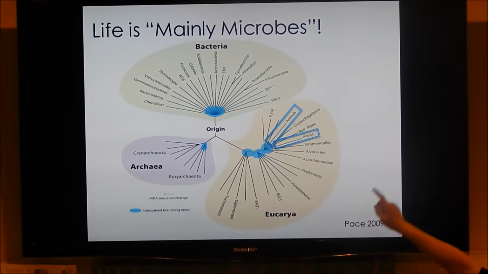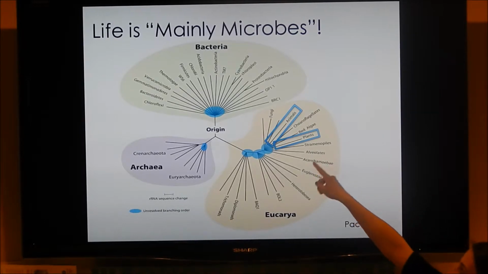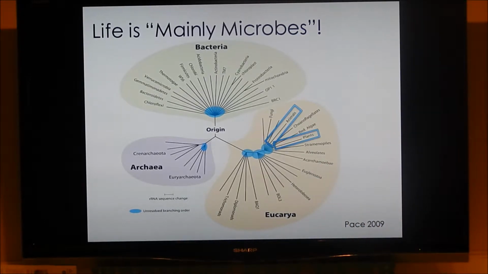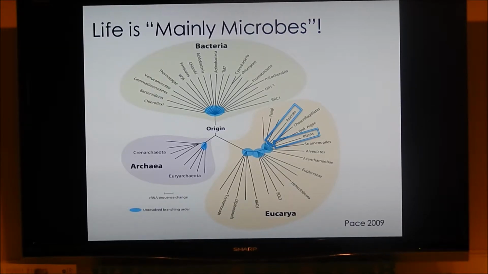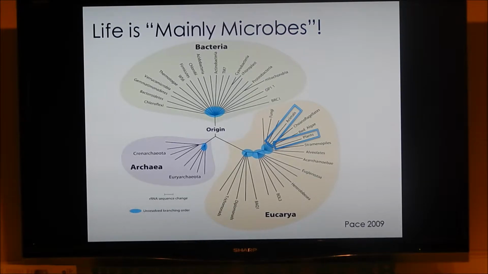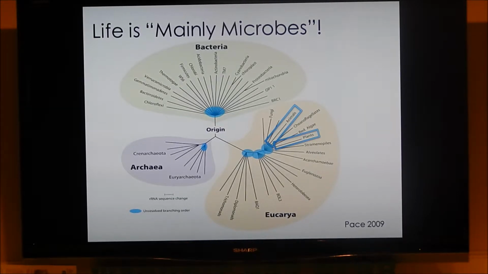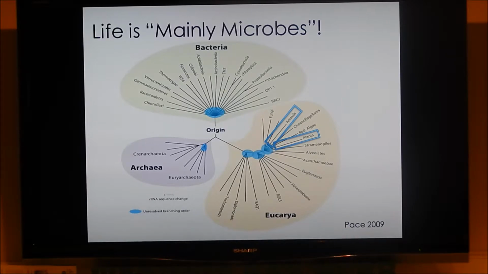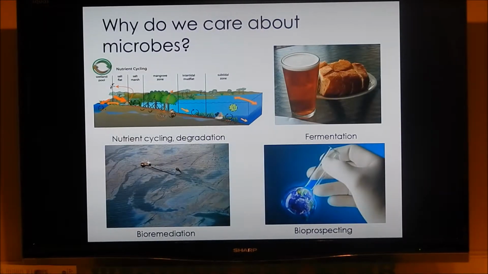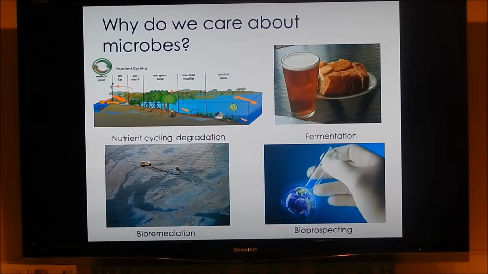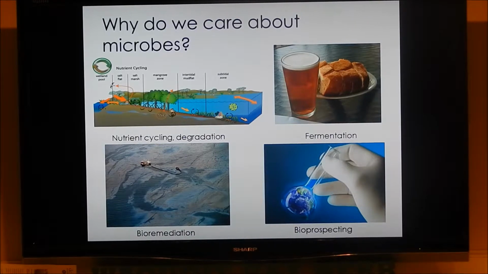So life is mainly microbes. But the animals and the plants are the two groups that don't have any microbial components. The rest do. So I think that's really cool when I think about microbiology, because that means everything around us are these tiny things that we can't even really see, right? And only recently have we had the technology to look into those and to study them in more detail. So, now that we know that they're all around us, why do we care about them?